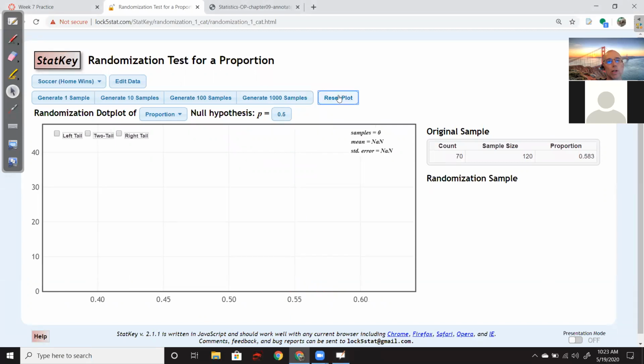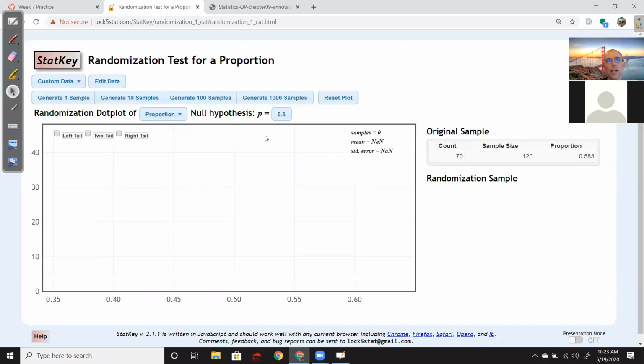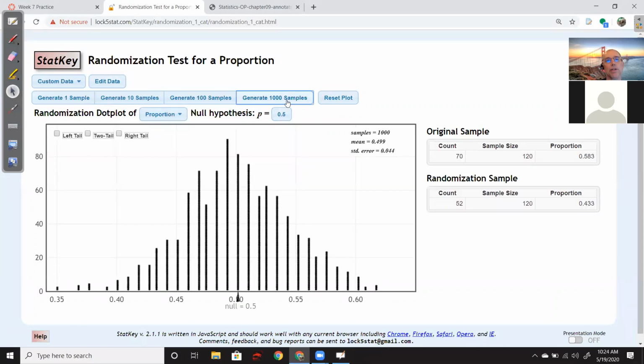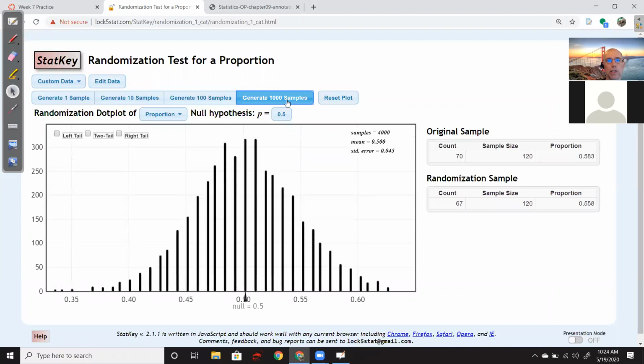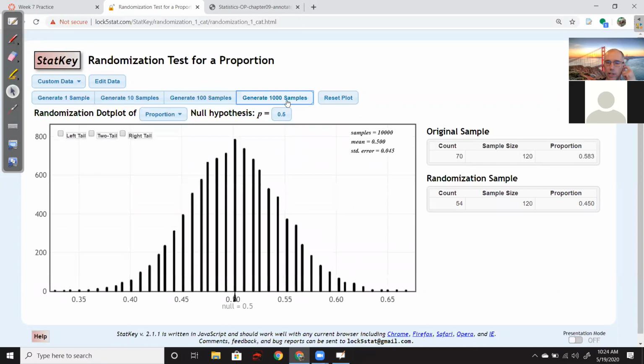Again, when we do this, we got to make sure of a couple things. Are we doing a mean or a proportion? This is a proportion. Is the null hypothesis set correctly? Is my sample data entered in for the count and the sample size? And this one came with a 70 and a 120, I'm just using their data. And then once I'm sure of my null hypothesis and my data is set correctly, then I start running thousands and thousands of samples. And remember, we do at least 6,000. You can always do much more, you know, for fun. Let's do 10,000 today.